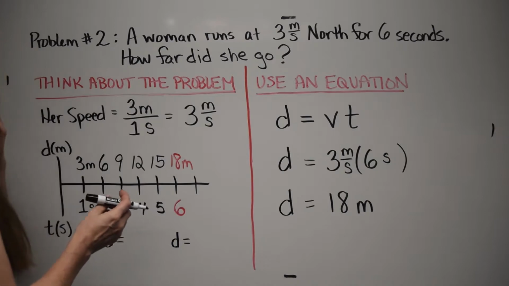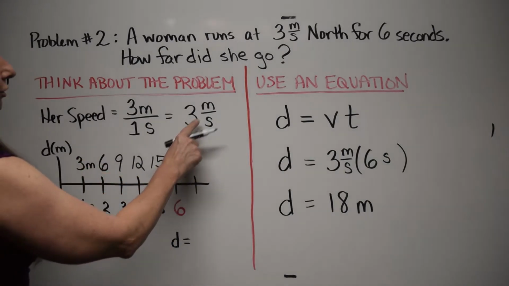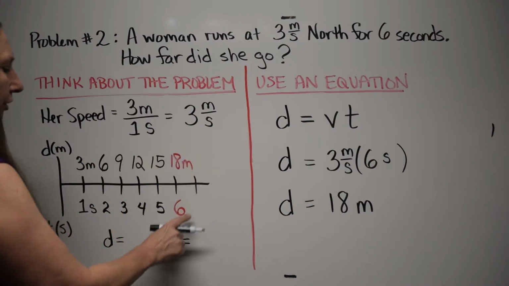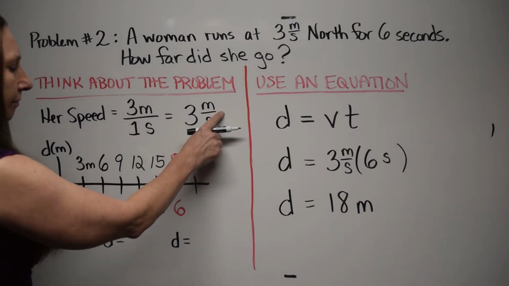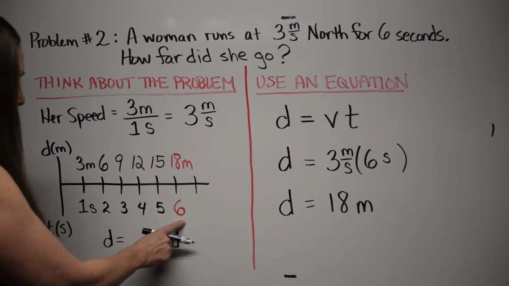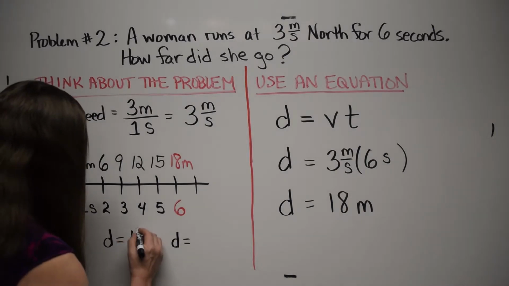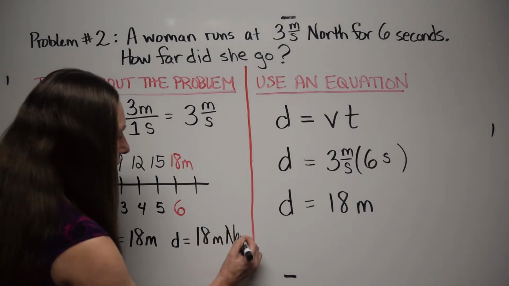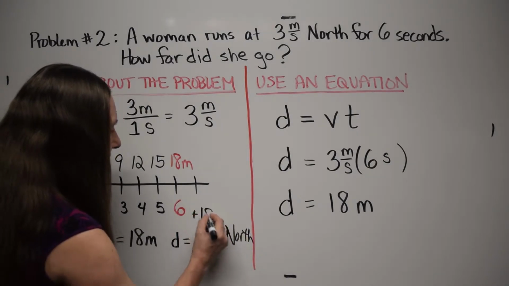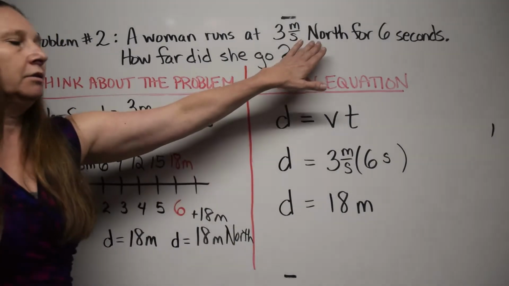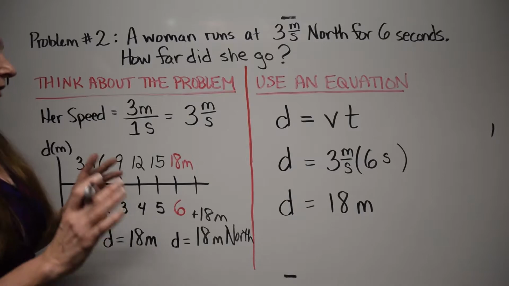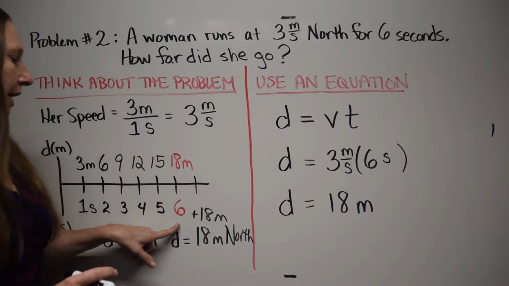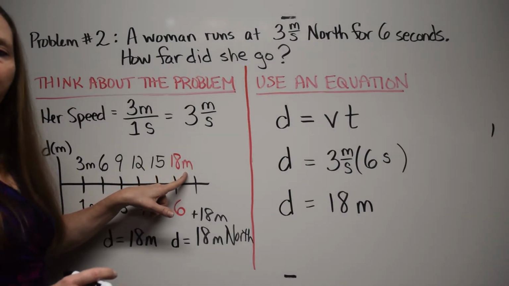Now, what you can see that we did was we took the 3 meters per second, 3 meters each second, and multiplied that by the time. We took the speed and multiplied it by the time, and we got a distance of 18 meters. Now you could say her displacement would be 18 meters north or positive 18 meters. Now, keep in mind again, what did we do? We took her speed, 3, multiplied it by the seconds, and came up with 18.